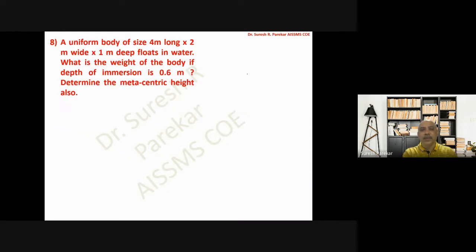That is an unsolved problem. Then I will go to the second problem, 4 meter long, 2 meter wide, and 1 meter deep. So if it is 1 meter deep, automatically I will get G equal to 0.5 meter from bottom. Now it floats in water. What is the weight of the body if depth of immersion is 0.6 meter? Then we have B equal to 0.3 meter from bottom.